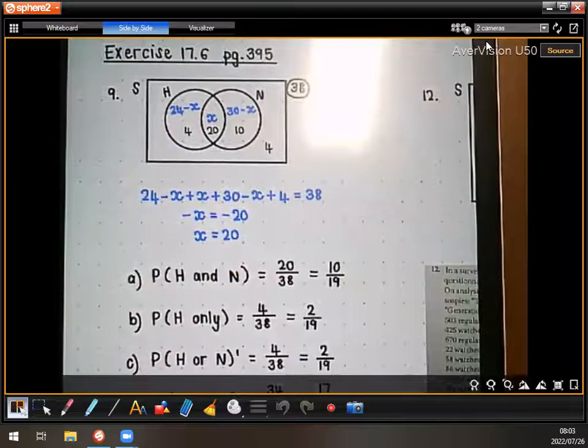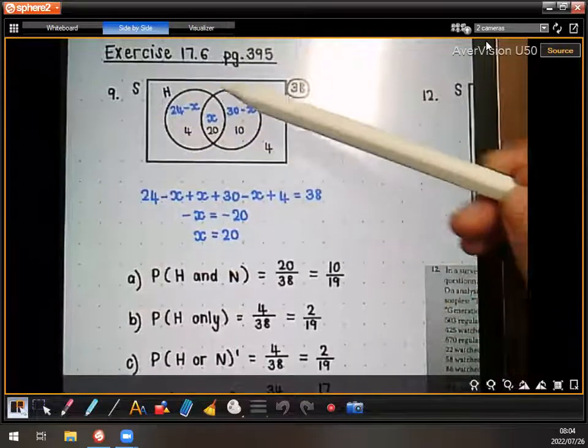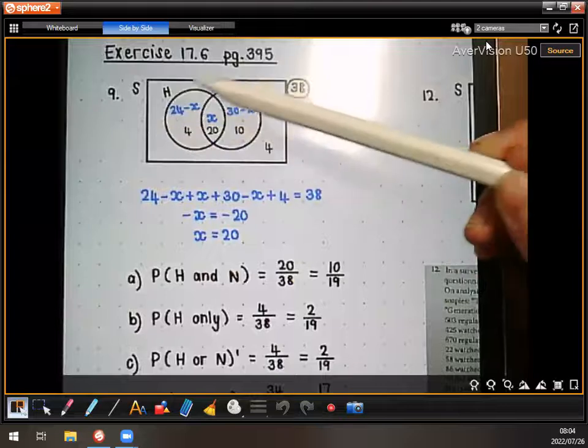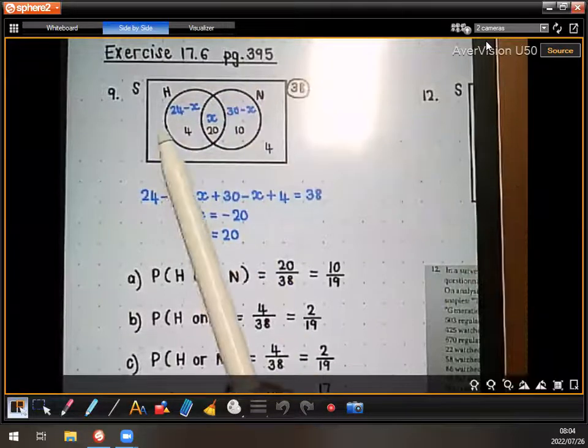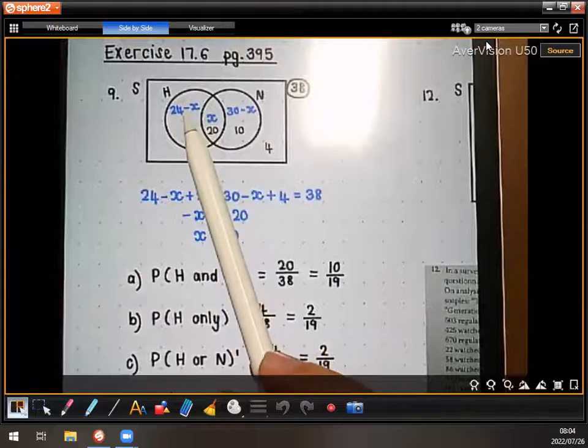Because we don't know what that is. We don't know how many play both sports. So if they are telling you that 24 girls played hockey, but you have an X there, the whole circle needs to be 24. So you then have to put a 24 minus X in that circle there.